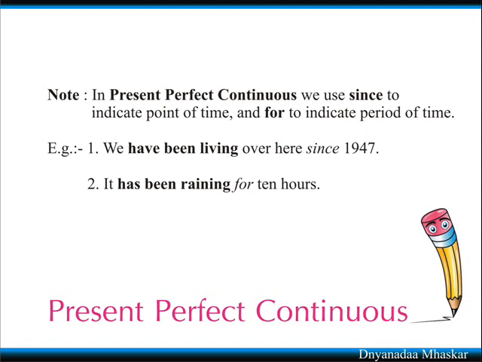We have been living over here since 1947. Second one, it has been raining for 10 hours. So if you look at the duration, first one, since 1947, okay, this particular indicates the point of time, whereas for 10 hours indicate the period of time.